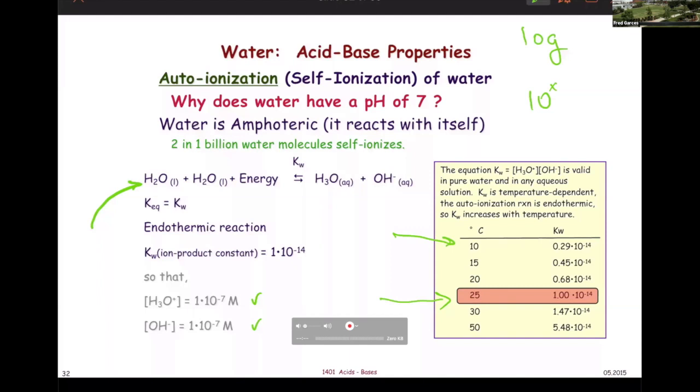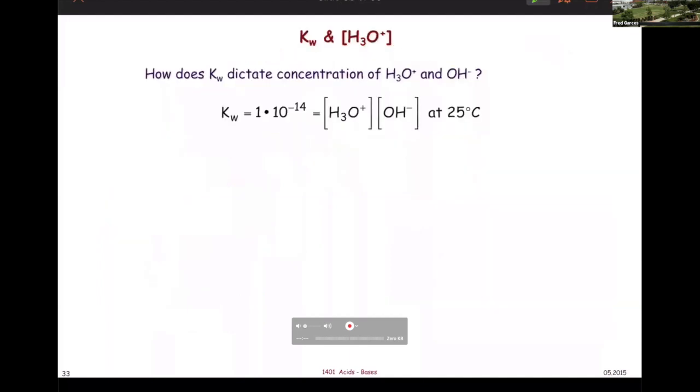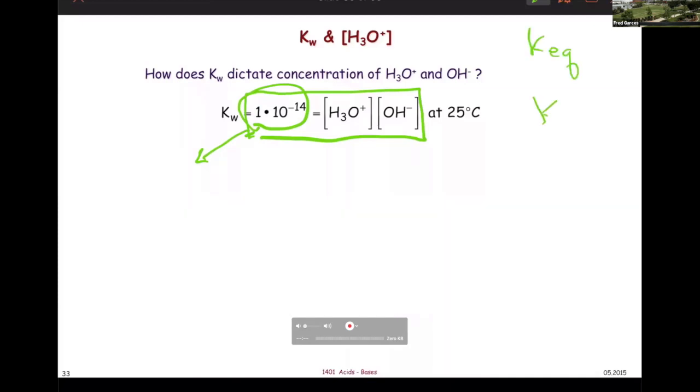In the meantime, what you should know is that when we have water autoionizing, this is the equation that you need to solve, where this value right here is the equilibrium constant, basically the efficiency by which water reacts with itself. You can see that it's a very small number. That means not very much of the reactant converts over to product. Remember that K equilibrium, in this case Kw, is an indicator of efficiency.